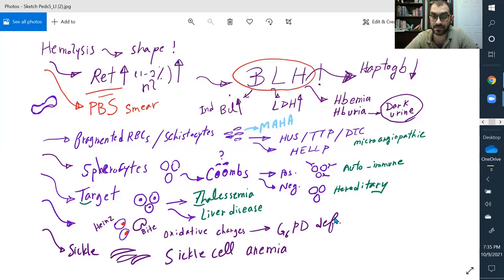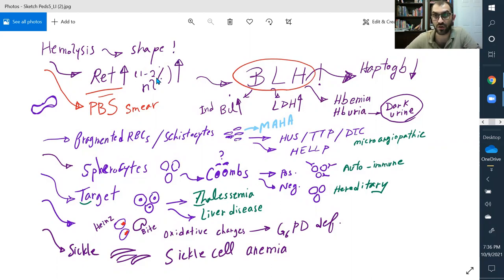In hemolysis, which one is more important, shape or size? Shape is more important. How do you check my shape? Looking at me under the microscope, peripheral blood smear, PBS. What is the evidence that I have hemolysis? Retic count is high, more than 1 to 2%. In normal circumstances, 1 to 2%.